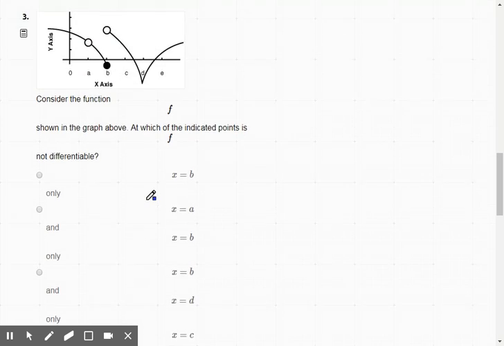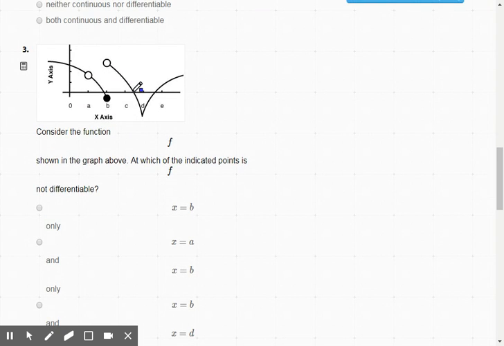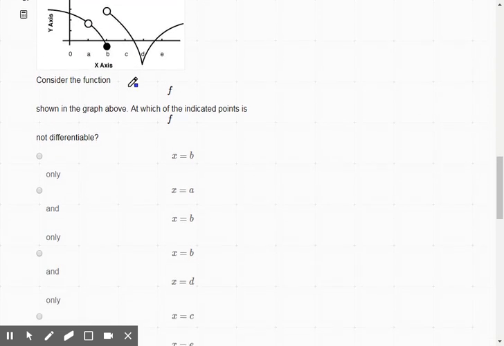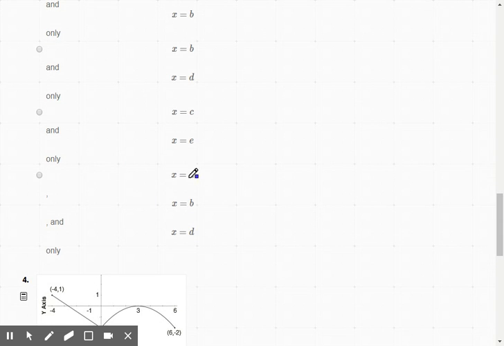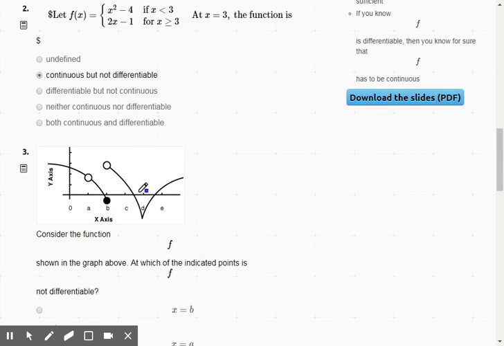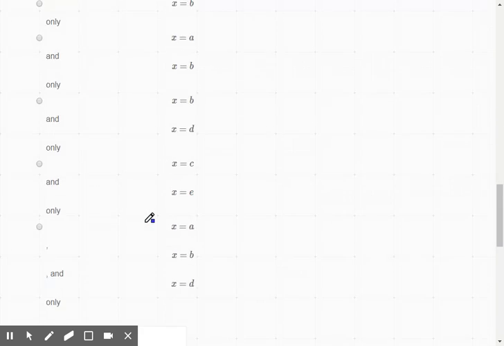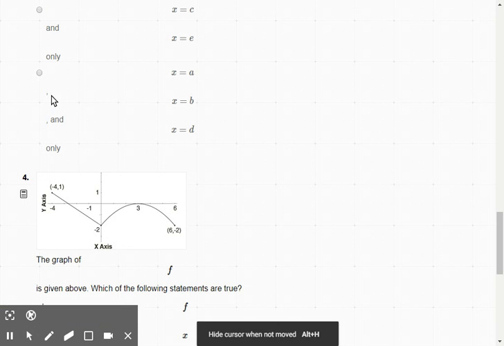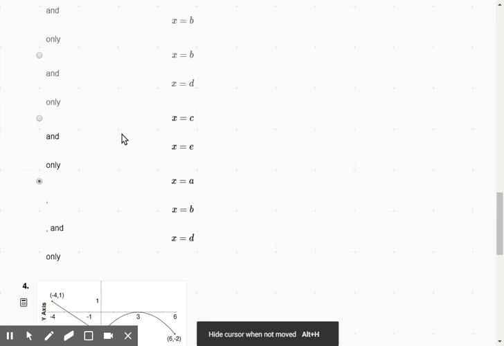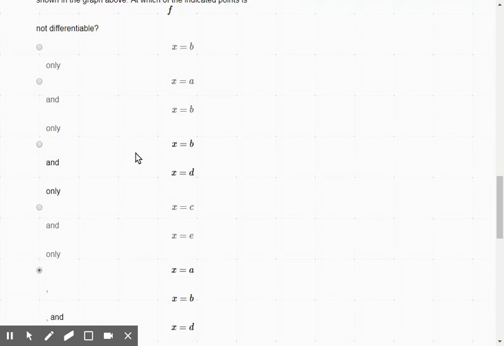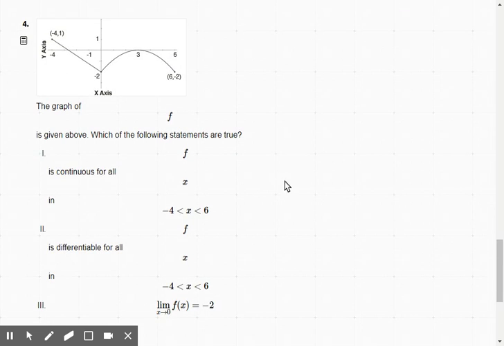C and E only. Well, let's see here. C's no problem. C is completely continuous. It's differentiable. Not a problem. So that one's definitely not right. And then we've got A, B, and D. So let's double check. A, hole. B, jump discontinuity. D, sharp point. Not good. So it is not differentiable at A, B, and D.